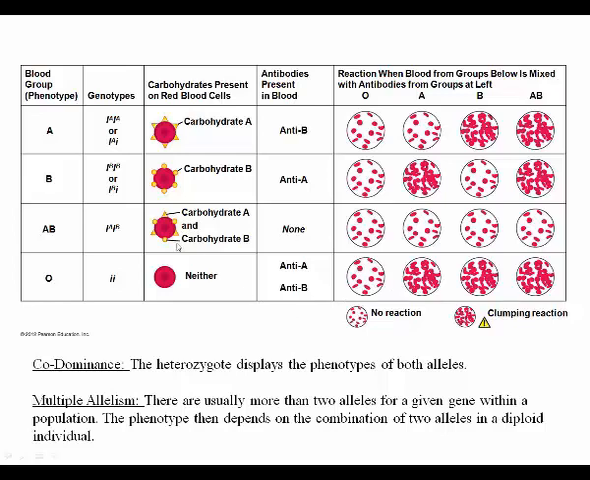So this is an example of codominance because of the display of both phenotypes in the IA-IB individual, and it's also an example of multiple allelism because there are 1, 2, 3 alleles in the population, and it complicates the study of the inheritance of genotypes, the inheritance of blood types.